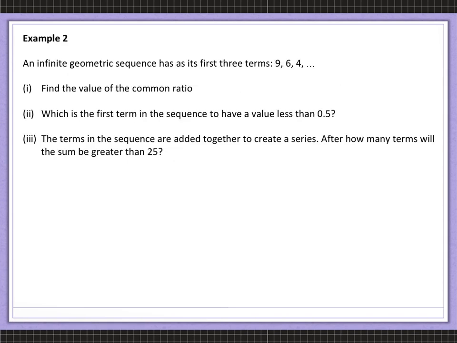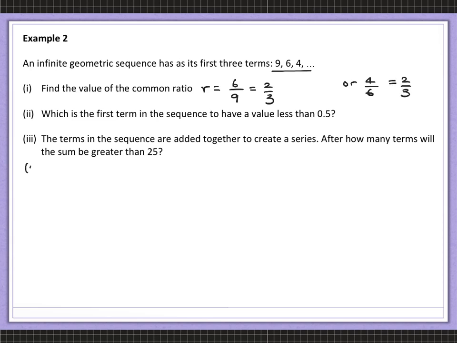Let's have a look at a more complex example. An infinite geometric sequence has as its first 3 terms 9, 6, and 4. So our first job is to find the value of the common ratio. So we can just divide one term by the previous term to find out what the multiplier or the common ratio would be. So the common ratio would be 6 divided by 9, which is equal to 2/3. You can also check that, of course, by working out 4 divided by 6, which is also 2/3.